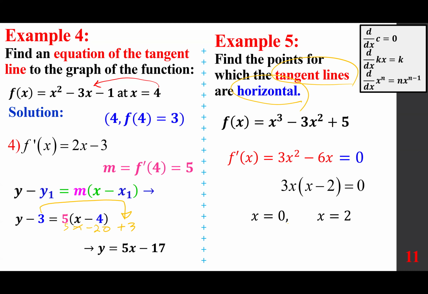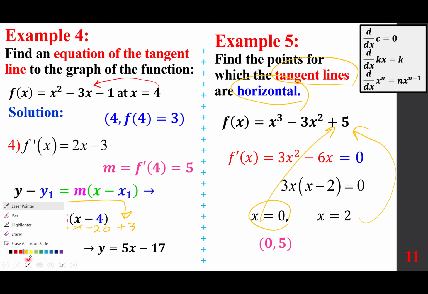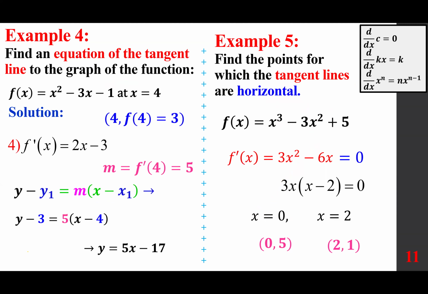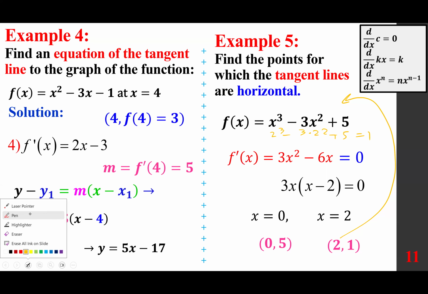You have to realize you have to put this back in and you get 0, 5. And you have to put this one back in. And you get 2 cubed, which is 8, 2 squared, which is 4 times 3 is 12. So 8 minus 12, negative 4 and 5 is 1. So let me quickly show you. If I put in 2, I get 2 cubed minus 3 times 2 squared plus 5, which is 1. Okay, just want to make sure that it's all understood.